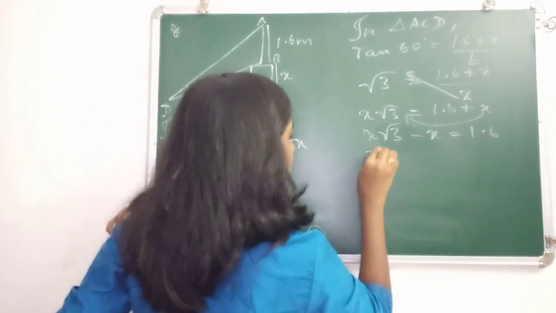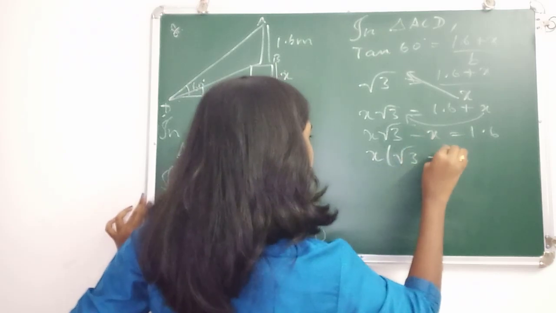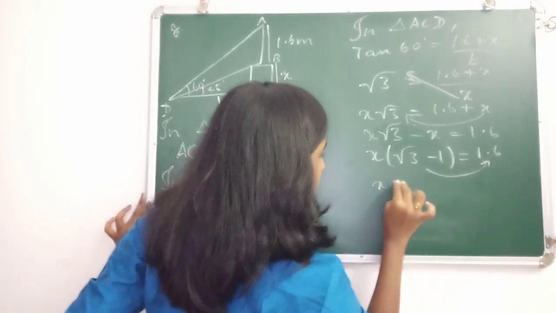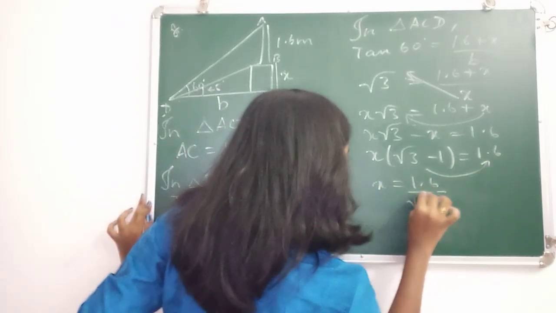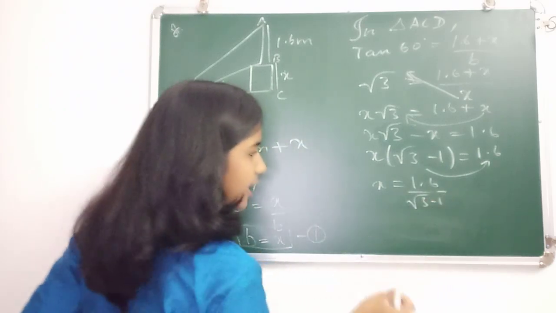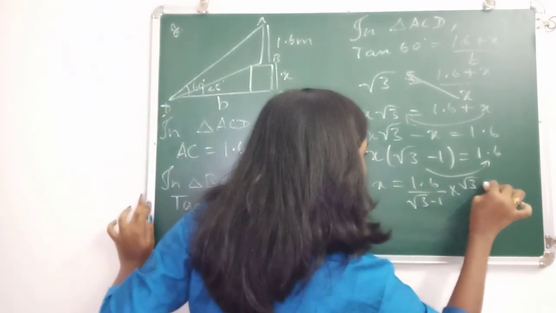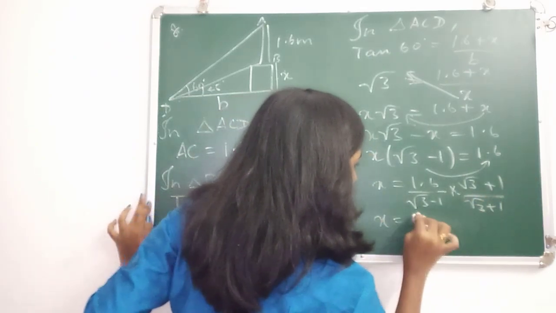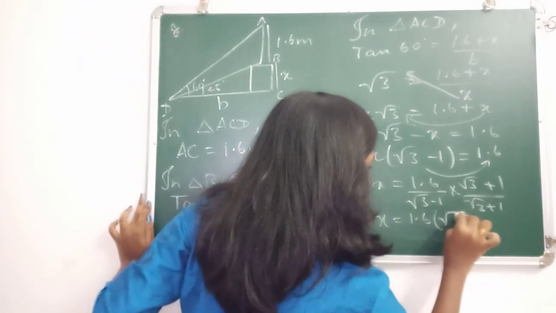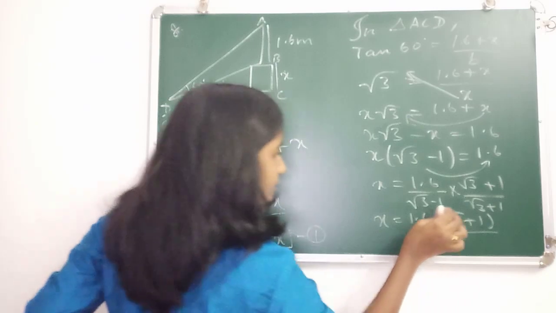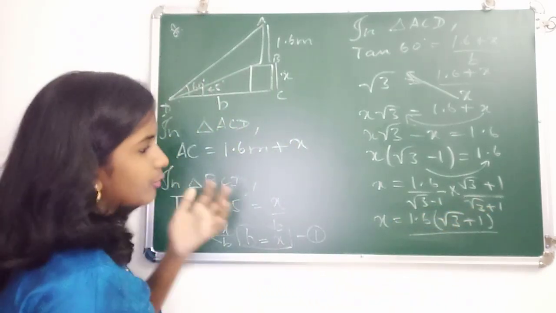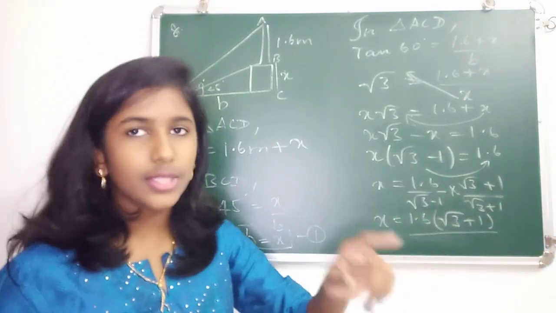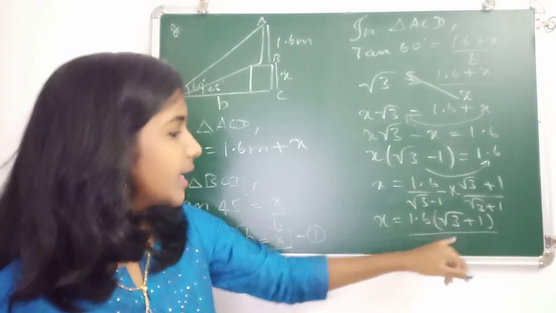Taking x common, we get x into root 3 minus 1 is equal to 1.6. Bringing this again here, we get x is equal to 1.6 by root 3 minus 1. And if we rationalize, we get root 3 plus 1 by root 3 plus 1. And x is equal to 1.6 into root 3 plus 1. If we multiply this, it is in the form of a minus b into a plus b. So we can write it as a square minus b square. So we get root 3 the whole square minus 1 square, and we get 2.